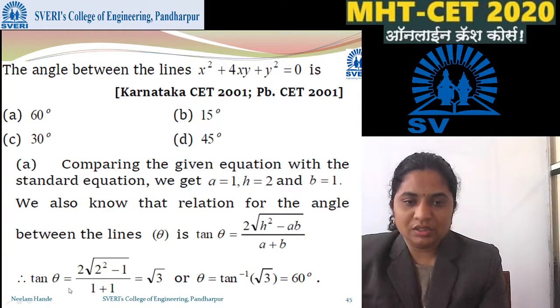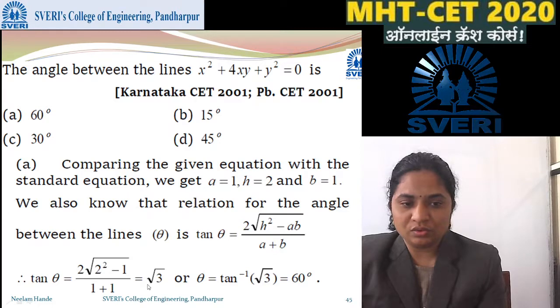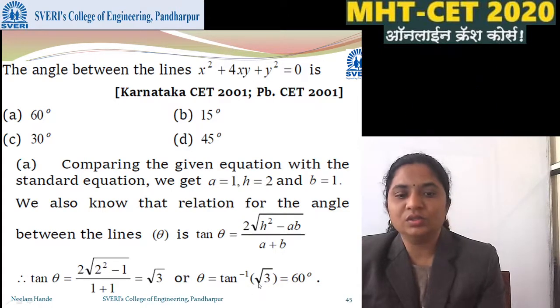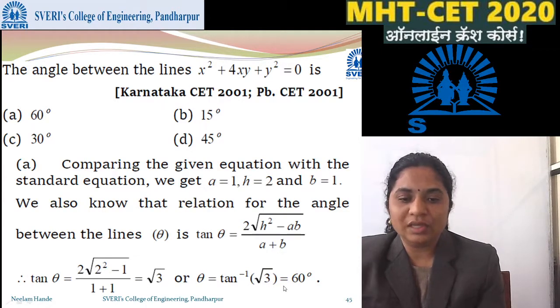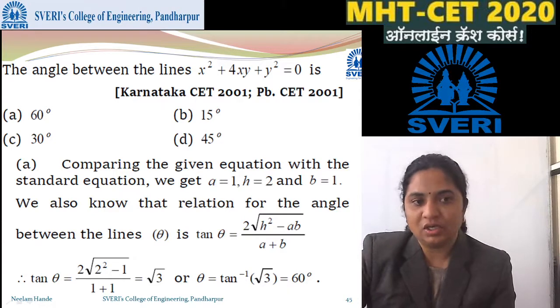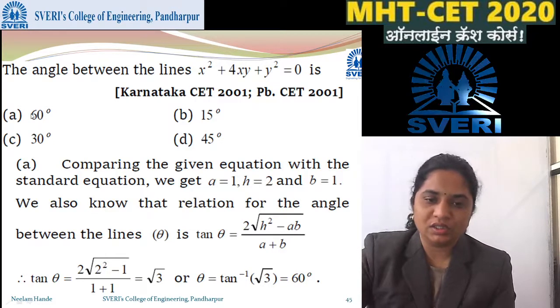Substituting in this and solving, it is root 3. So theta is tan inverse root 3, and we know tan inverse root 3 is 60 degree. So your correct answer is 60 degree, option A.